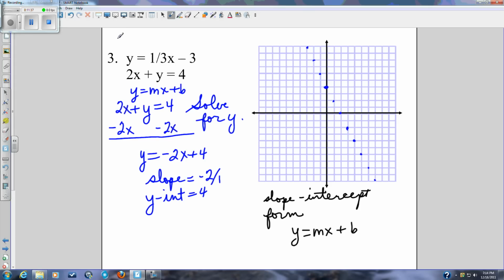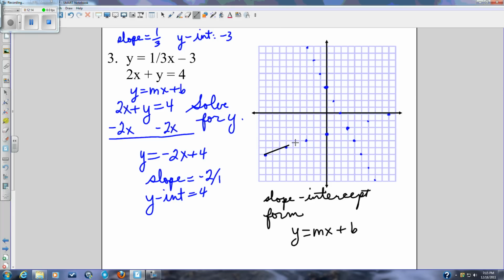Now let's also graph that first line, where our slope is 1/3, and our y-intercept is negative 3. So let's go to negative 3. And we are going to rise 1 and go to the right 3 with a slope of 1/3. Rise 1, right 3, rise 1, right 3. And now let's make our graph.